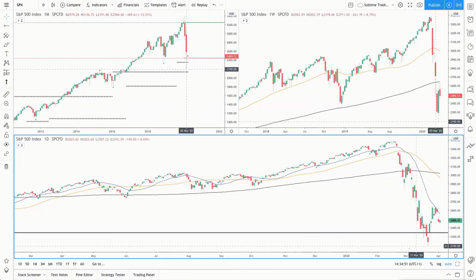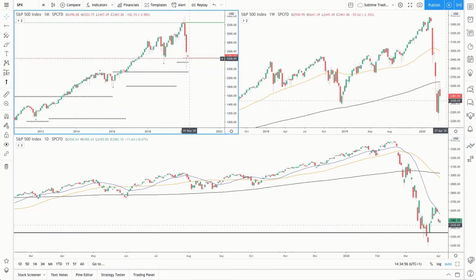Expect similar structure on the S&P 500. The only difference on the S&P 500 is that on the monthly time frame, price is still trading above the low of last year, so this is still acting as support. So if price starts breaking through these levels, this would be extra confirmation of weakness and a bear market materializing.